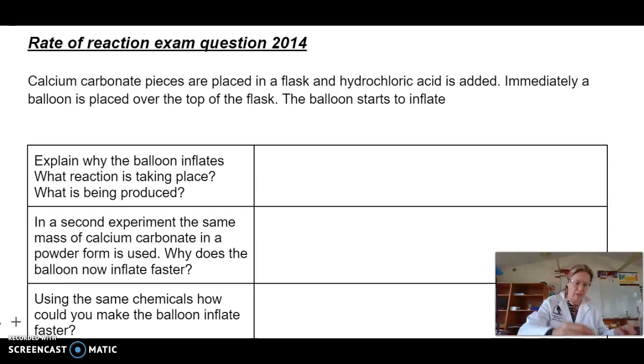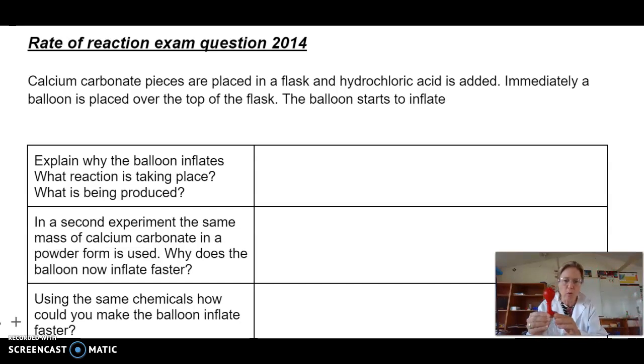You can see it's fizzing really quickly, so I've got to be super quick. Get my balloon on. Lots and lots of gas being given off, lots of bubbles. Give it a little bit of a shake. Oh, okay, and there goes my balloon. So that one was a lot quicker at filling the balloon than the marble chips.